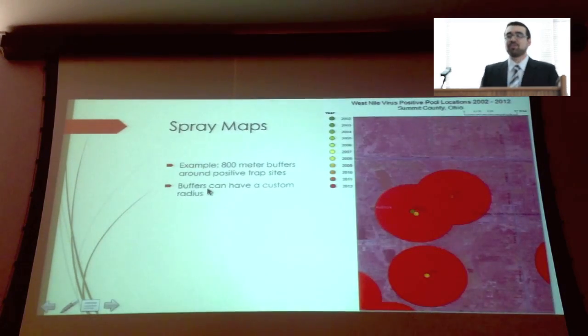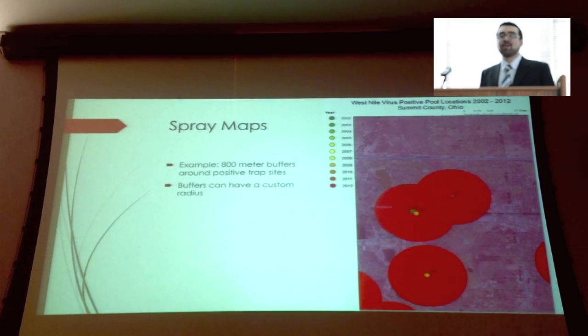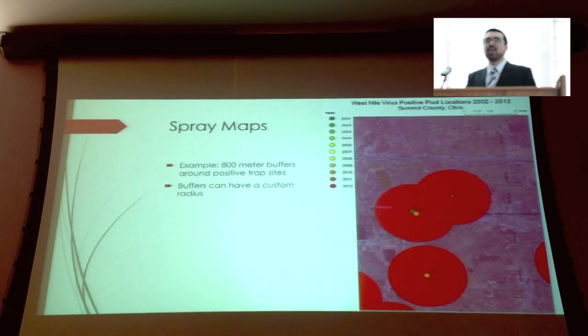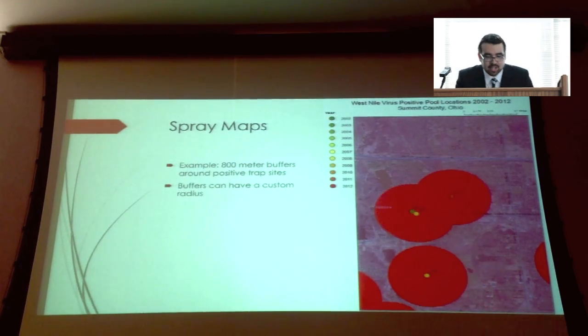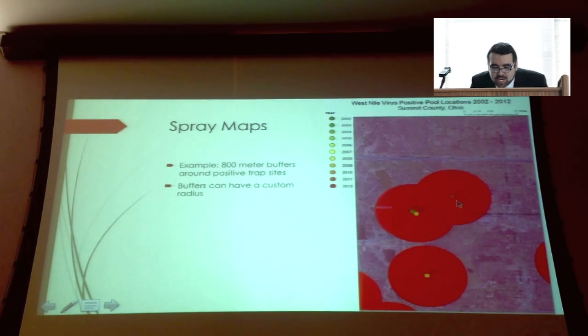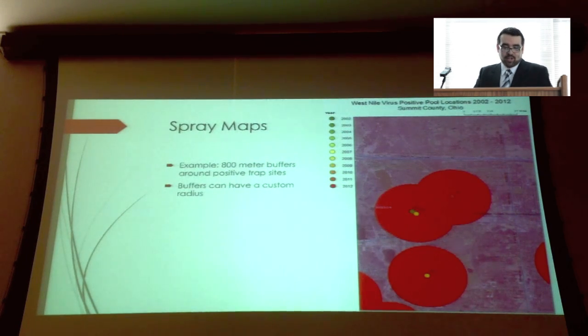Another useful feature that we came across in my practicum was the production of spray maps. You could create a spray map with a custom radius around a point on the map where we found West Nile virus. So for this region in Hudson, there was a positive trap site in 2011, 2002, and 2009. So we have a pretty good estimate that there might be positive traps coming up this year as well. So I used as an example an 800-meter buffer around the trap site.